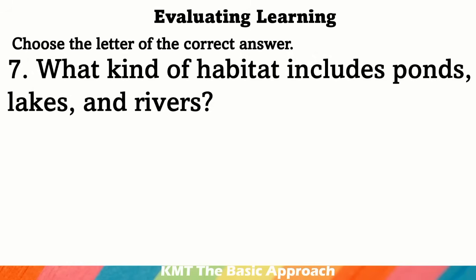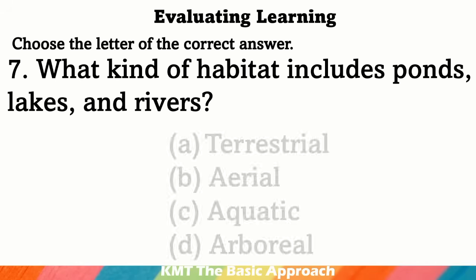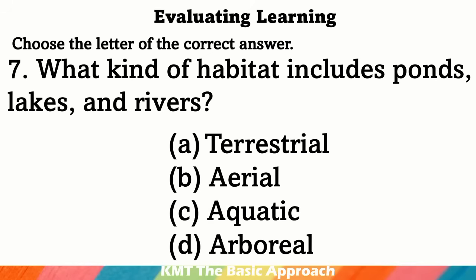Number 7. What kind of habitat includes ponds, lakes, and rivers? A. Terrestrial. B. Aerial. C. Aquatic. Or D. Arboreal. What is the correct answer? Good job! The correct answer is letter C. Aquatic.